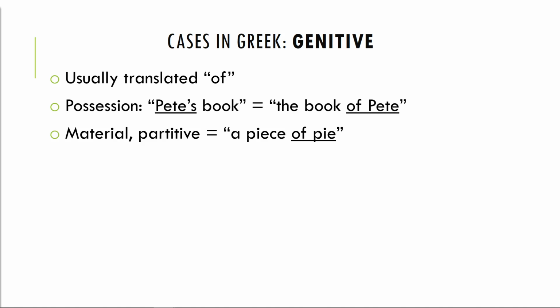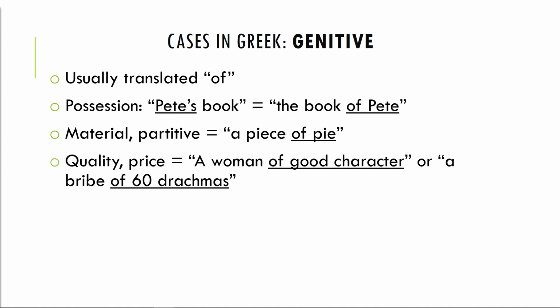So you can say a piece of wood, you can say a ship of pine timbers. So material or partitive is very, very common. We also use genitive to express quality or price, and we can say this in English in a little more roundabout way: a woman of good character or a bribe of 60 drachmas. We likewise use genitive often for charges or penalties of the charge.